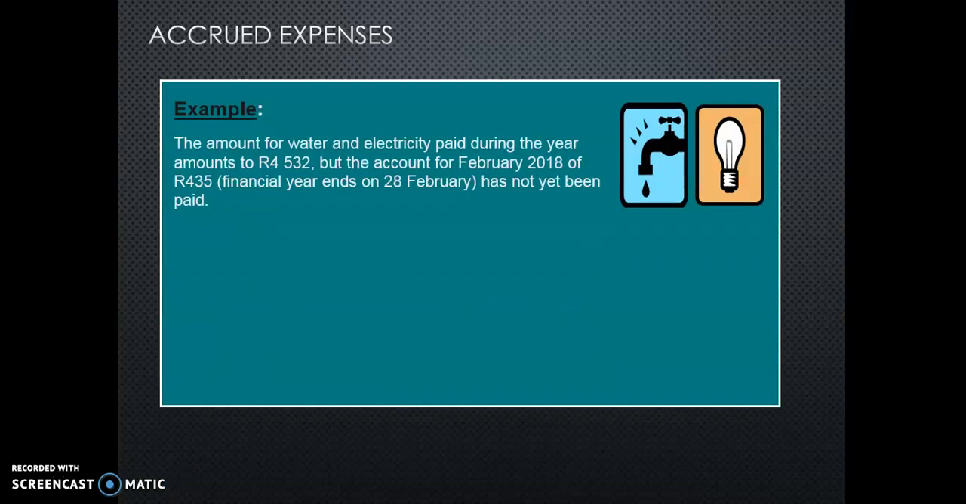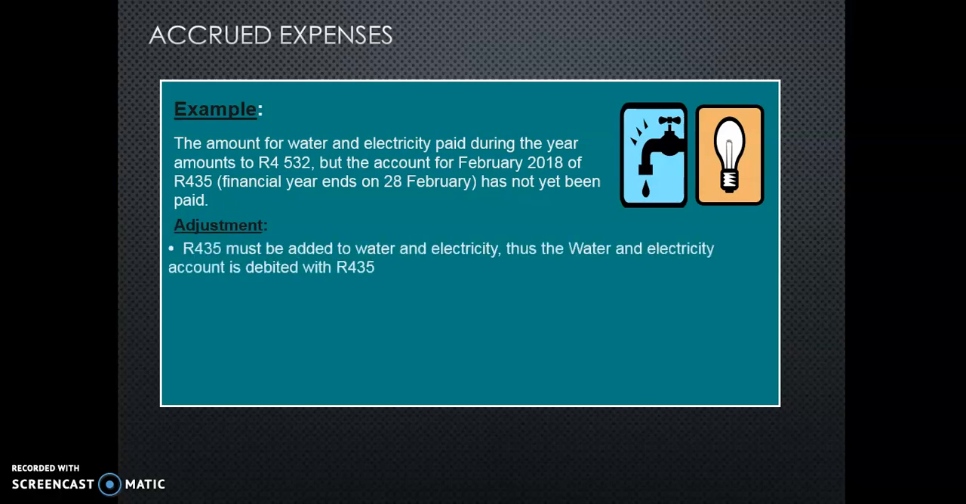So accrued expenses, look at the example now. The water, electricity was paid, 4532, but there was an account received, it had not been paid. This is an example that you'll get quite a few times moving forward. Accounts was received but not yet paid. Water, electricity, telephone, advertising, whatever it might be, you can receive an account that is not yet paid. Okay, so the adjustment. So water and electricity must increase by that amount. So the expense increasing on the debit side, 435.